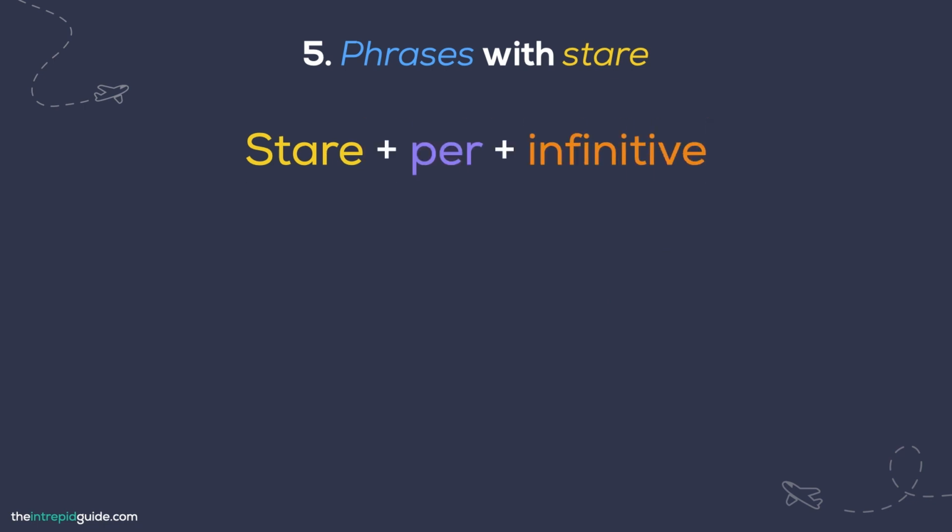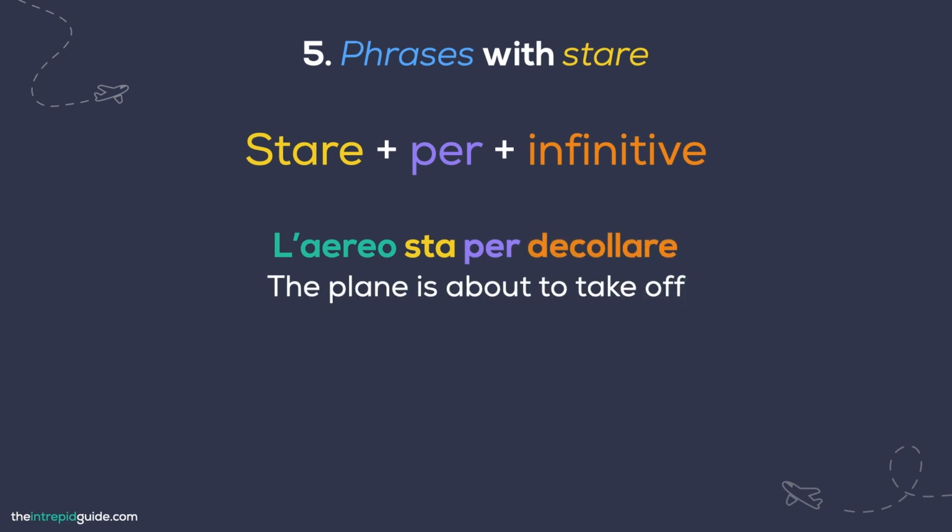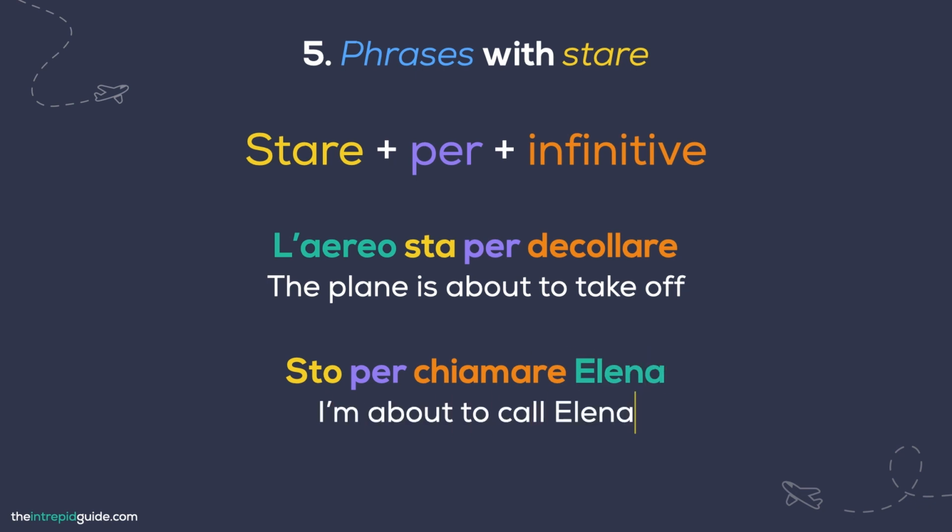Stare per plus the infinitive. Now this describes what is just about to happen in the next few moments or a short amount of time. For example, L'aereo sta per decollare. The plane is about to take off. Sto per chiamare Elena. I'm about to call Eleanor.